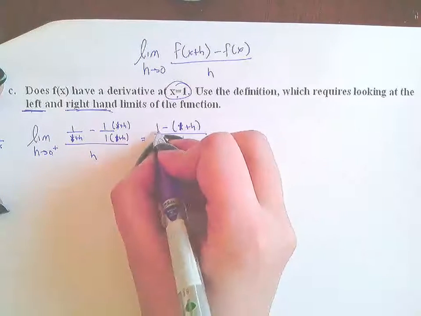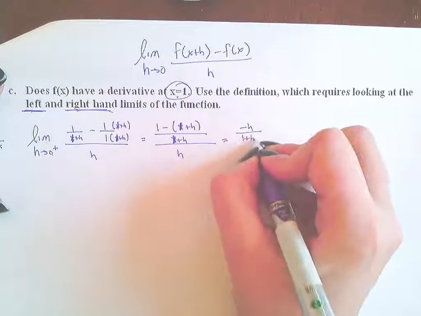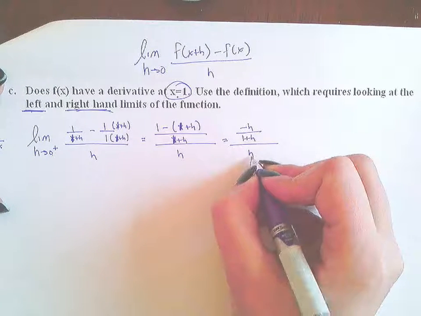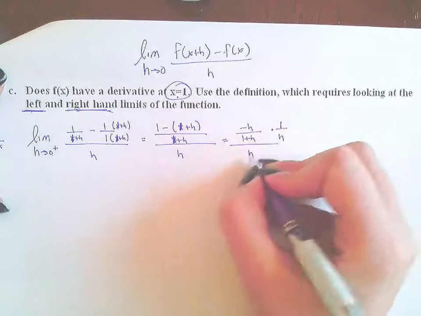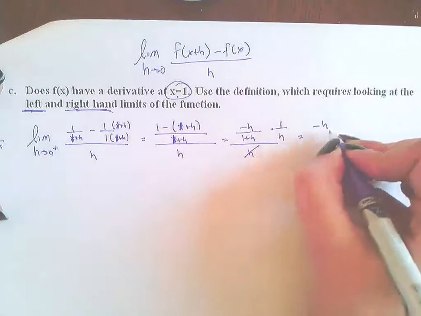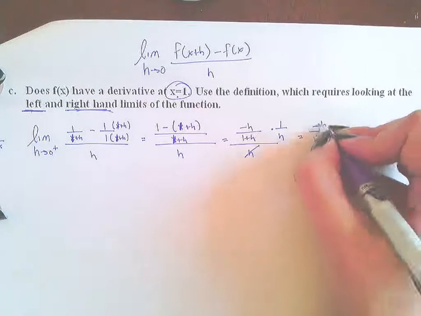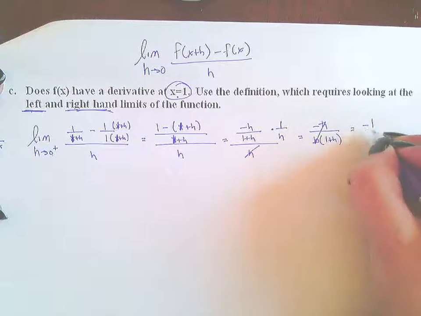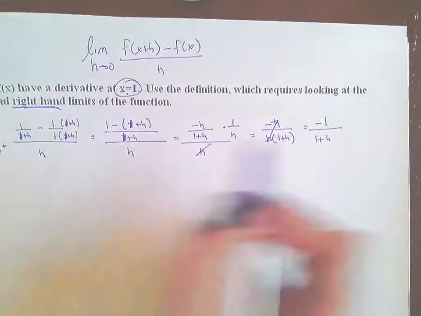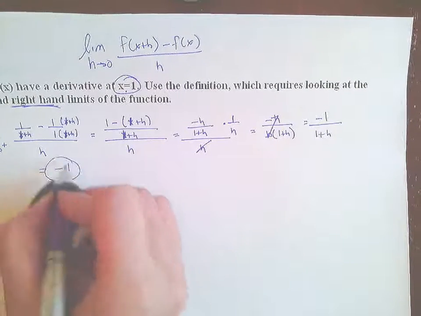So let's simplify first. 1 minus 1, what are we left with? We're left with negative h over 1 plus h, all of that over h. Now flip the guy and multiply, so this is h over 1, so I'm going to multiply by 1 over h, and that's gone. So we're left with negative h over h times 1 plus h. So what happens to the h's? They're gone, so we have negative 1 over 1 plus h. And now when we plug in 0, what do we end up with? The answer is negative 1.